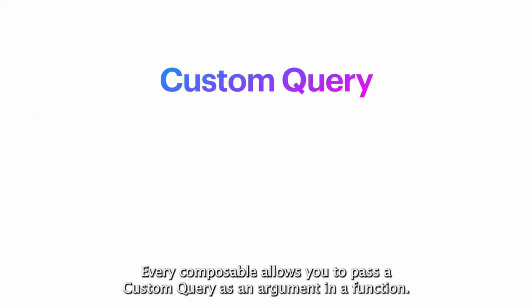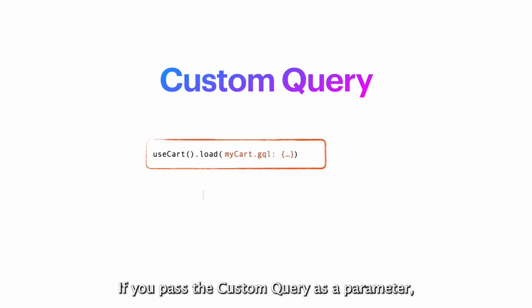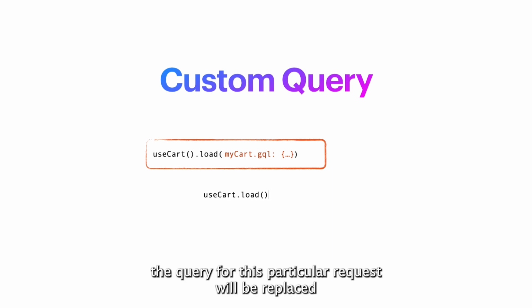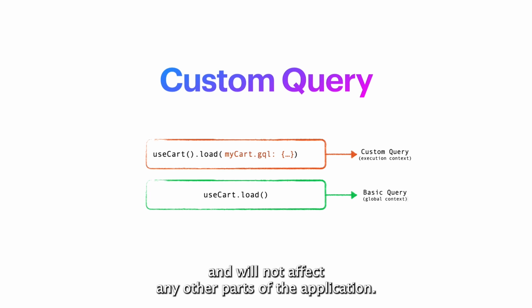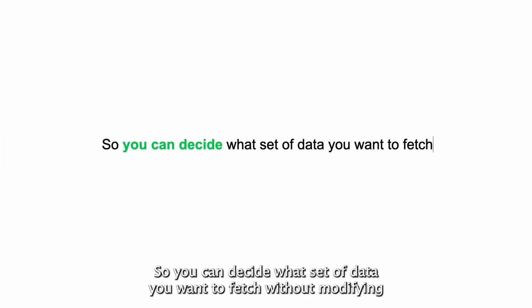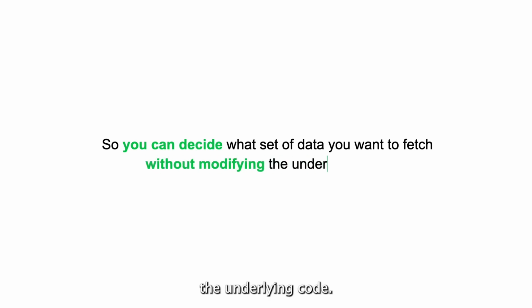This is the perfect moment to use a custom query. Every composable allows you to pass a custom query as an argument in a function. If you pass the custom query as a parameter, the query for this particular request will be replaced and will not affect any other parts of the application. So you can decide what set of data you want to fetch without modifying the underlying code.